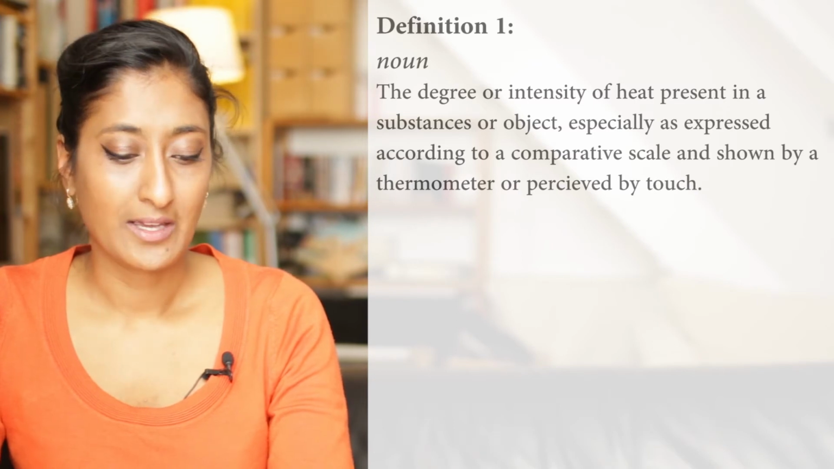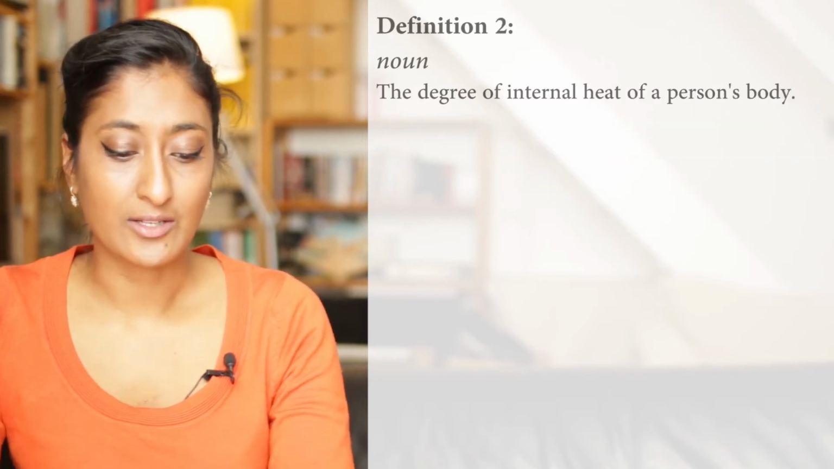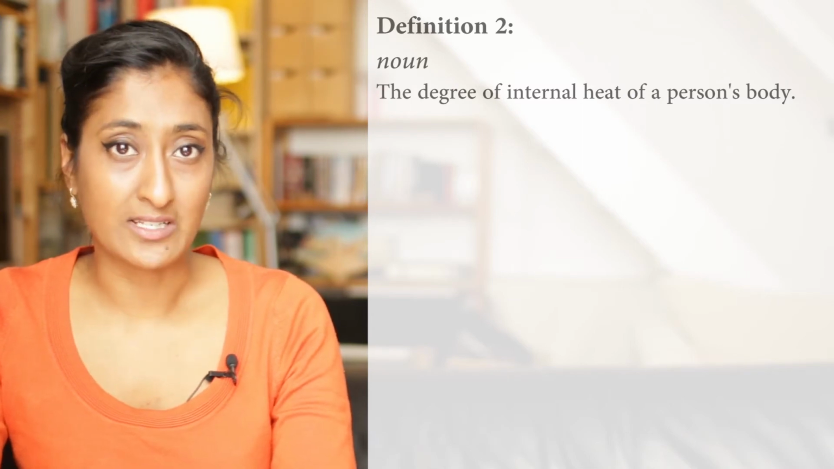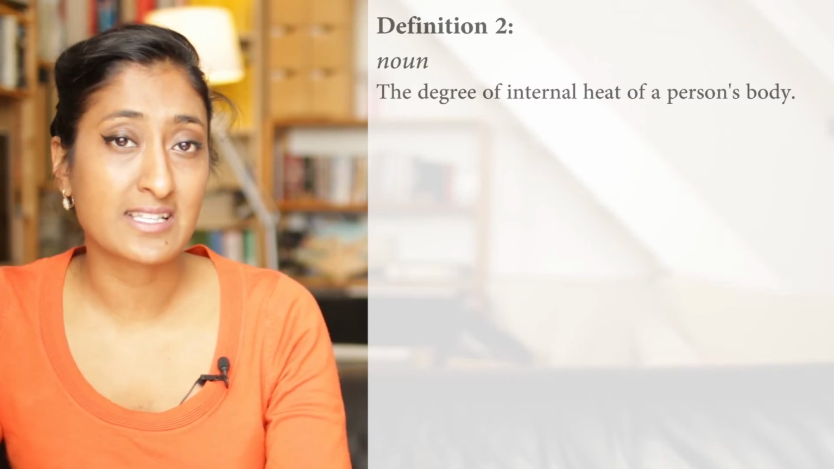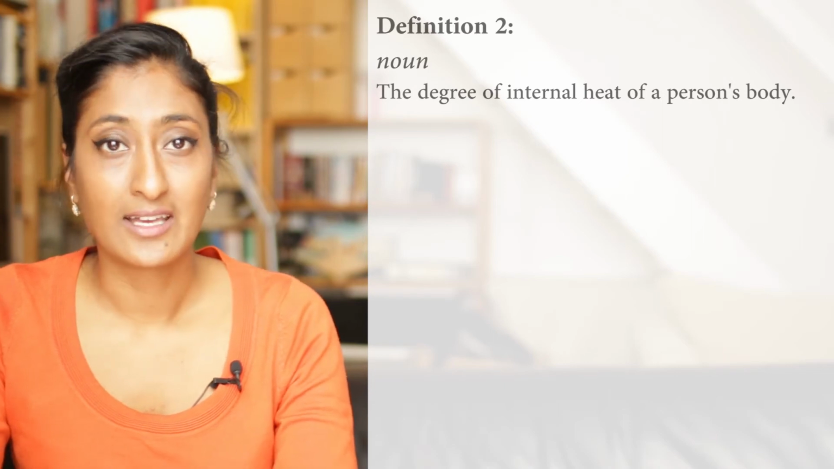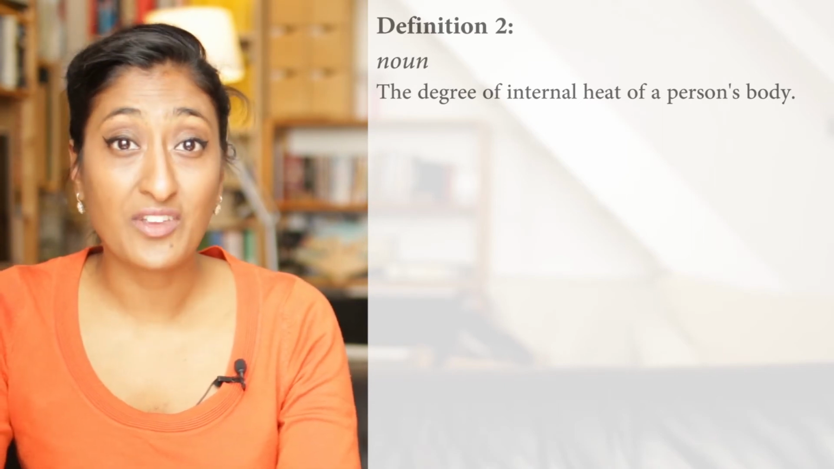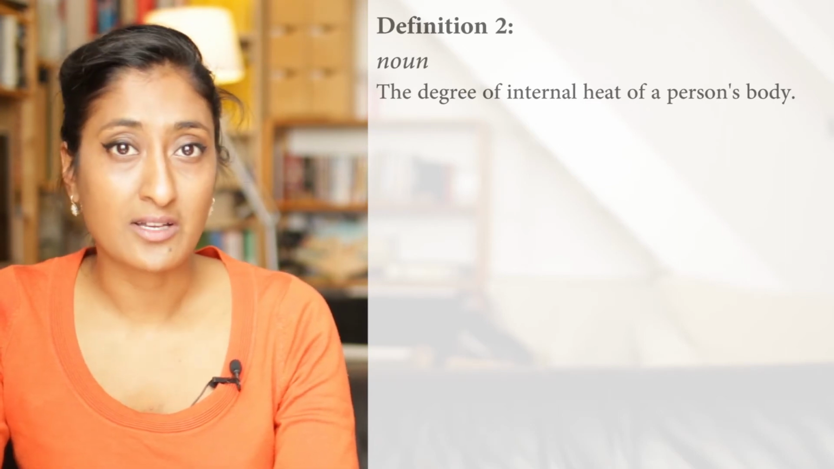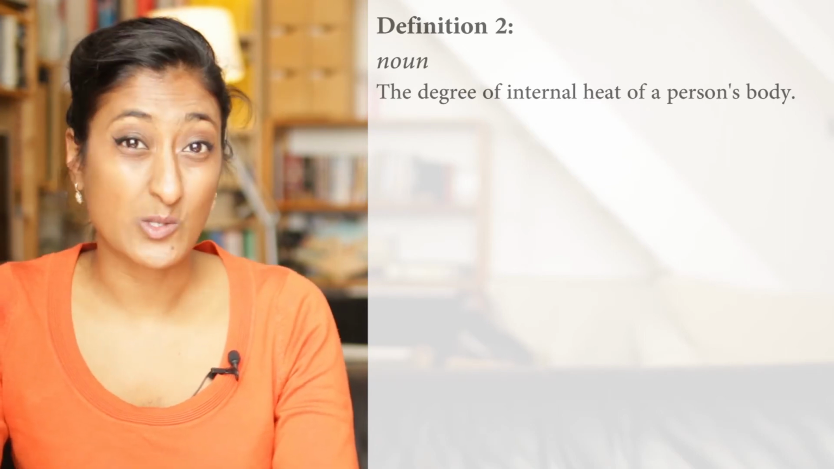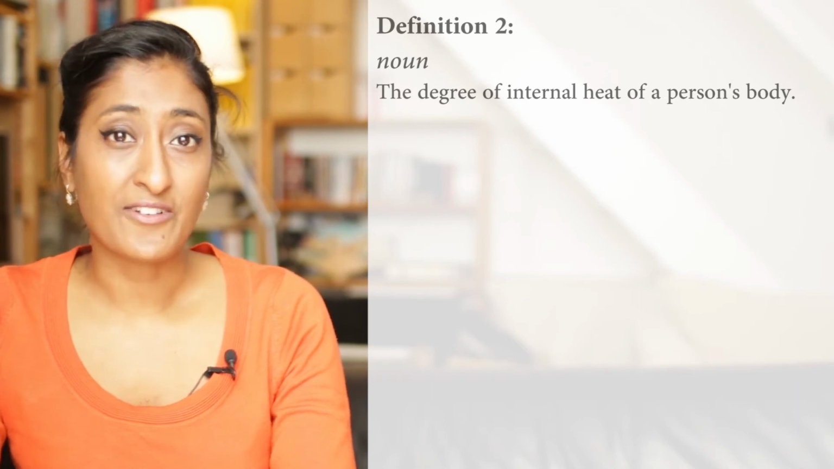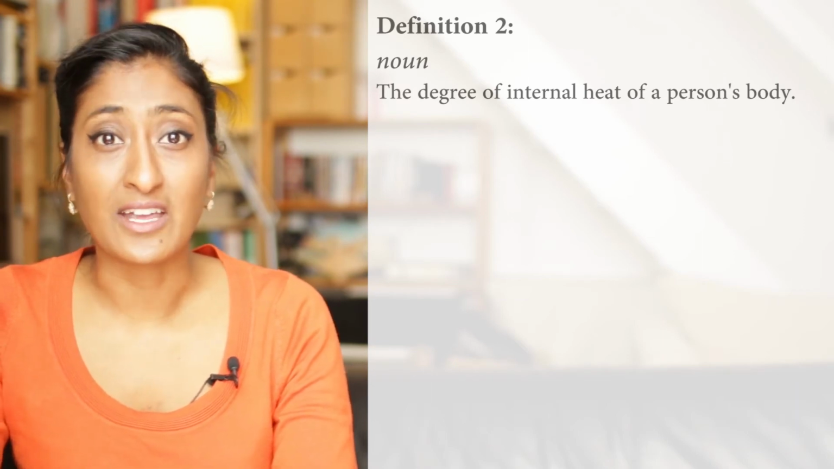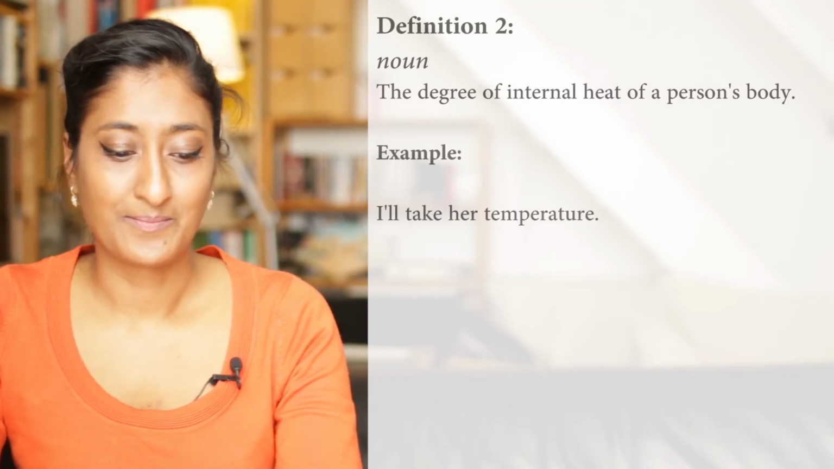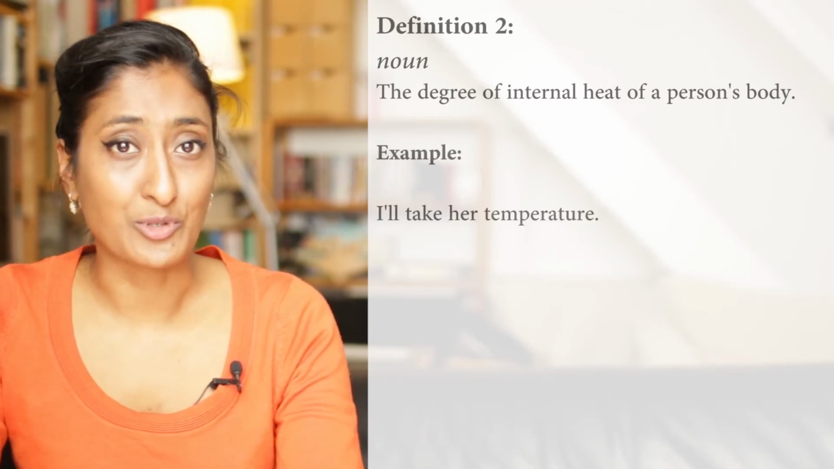Definition number 2. The degree of internal heat of a person's body. So when somebody has a normal body temperature, that's around 37 degrees centigrade. If a person has a fever, then that can go up. So when you touch that person, then they feel hot and sweaty. This is usually a defense mechanism to fight the invading bacteria or virus. Here's an example sentence. I'll take her temperature.